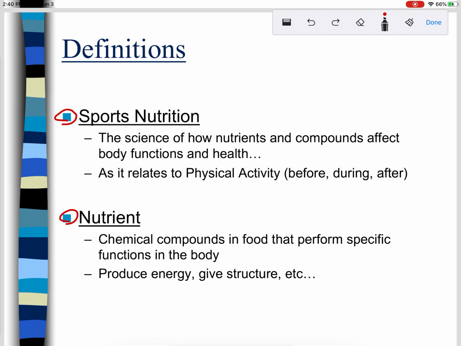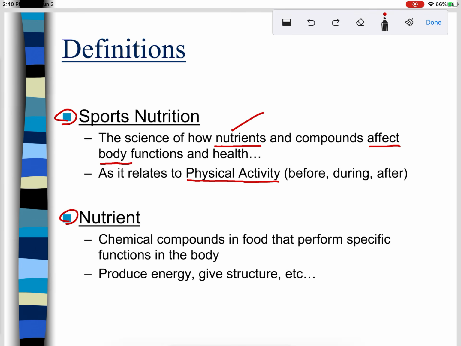All right, so make sure you read about the definition of sports nutrition. It's really about how nutrients affect the body as it relates to physical activity. So if I was going to put this in my own words, I would say sports nutrition is the study of how nutrients affect the body as it relates to physical activity.